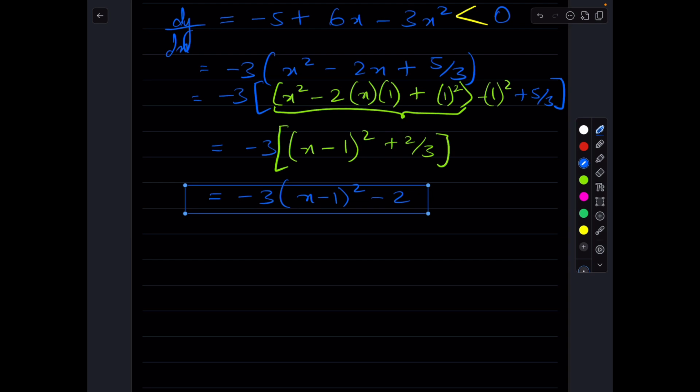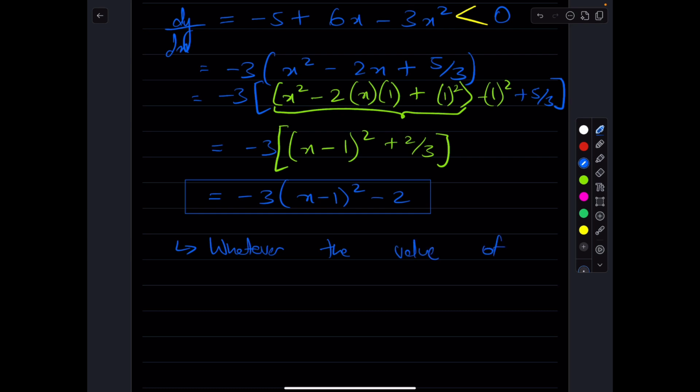Now notice that there is a minus 3 here outside the bracket. And if you test with a few values of x, substitute them, you notice that whatever the value of x is, the answer will always be negative. Thus, it is a decreasing function.